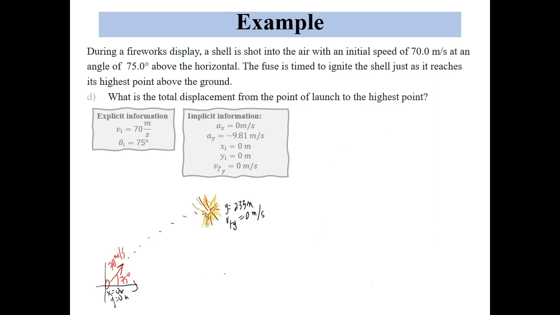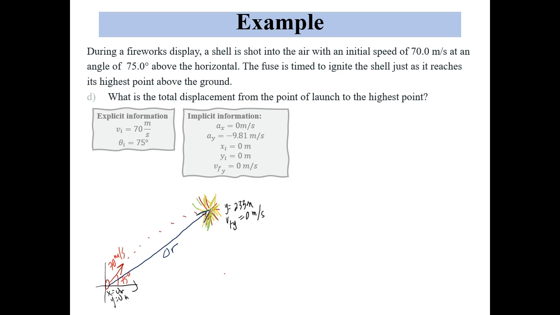So the last part is asking us to figure out the total displacement from the point of launch to the highest point. Now, if I were to draw out the displacement vector, which is a two-dimensional vector, it is just going to look like this. Let's use a dark blue. This is my delta R vector.